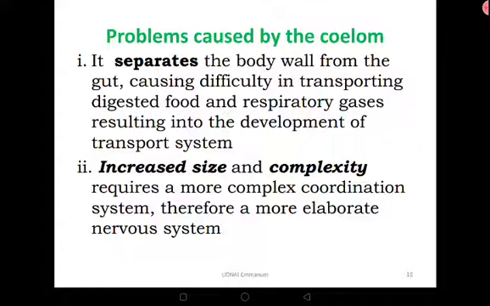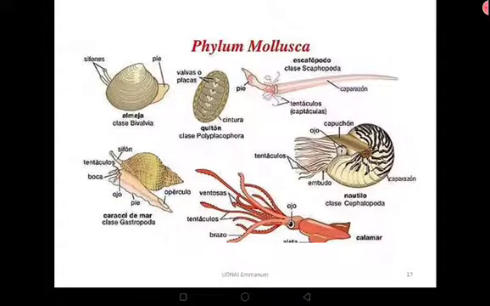The other one is increased size and complexity. It requires a more complex coordination system, therefore a more elaborate nervous system. So you can see that as this coelom develops together with the organs embedded in it, the whole body becomes more complex, and therefore controlling and coordinating it may not be easier. Therefore, there was a need for the development of a complex nervous system. Those are the challenges that we have with possession of the coelom.